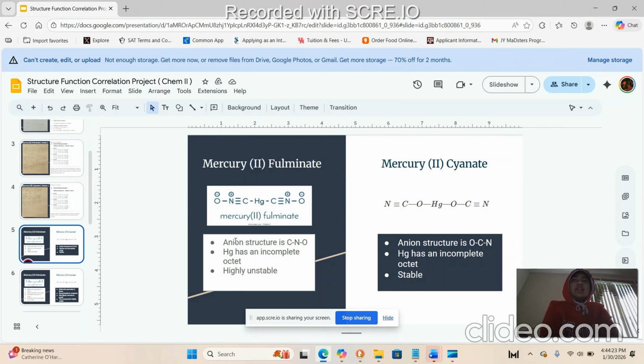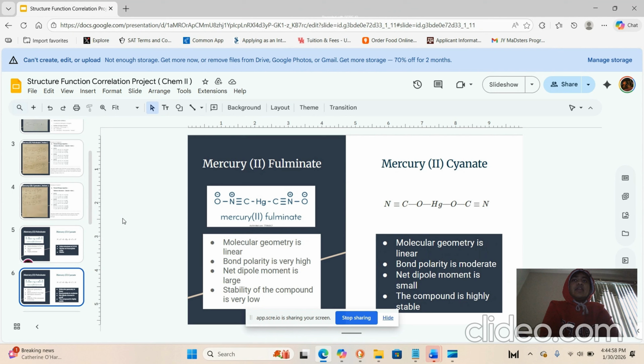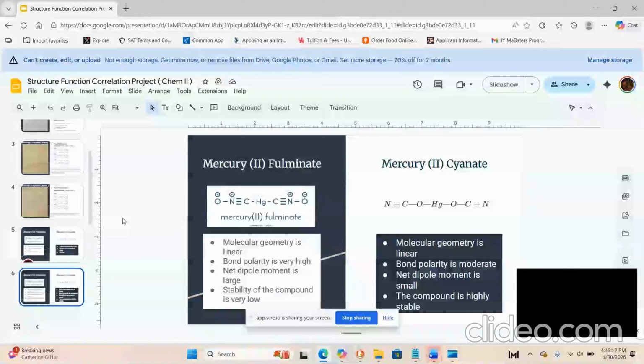Another set of differences is that for mercury 2 fulminate, the molecular geometry is linear, the bond polarity is very high, net dipole moment is large, and the stability of the compound is very low, like I mentioned before. But for mercury 2 cyanate, the molecular geometry is linear, the bond polarity is moderate, it's not very high, and the net dipole moment is small, the compound is highly stable.